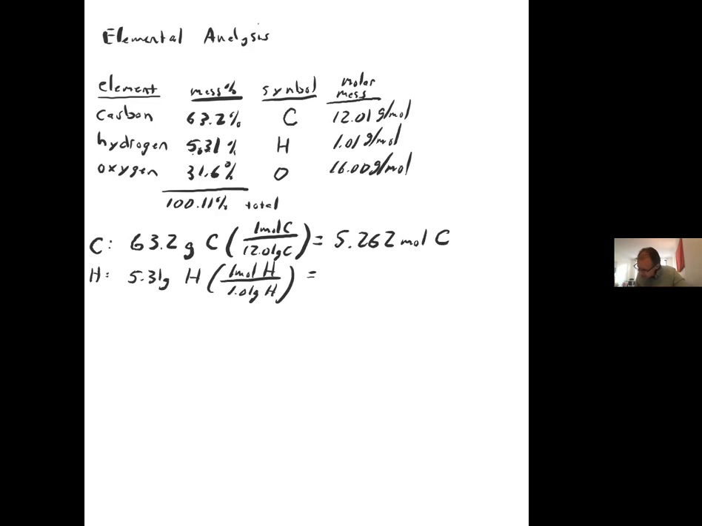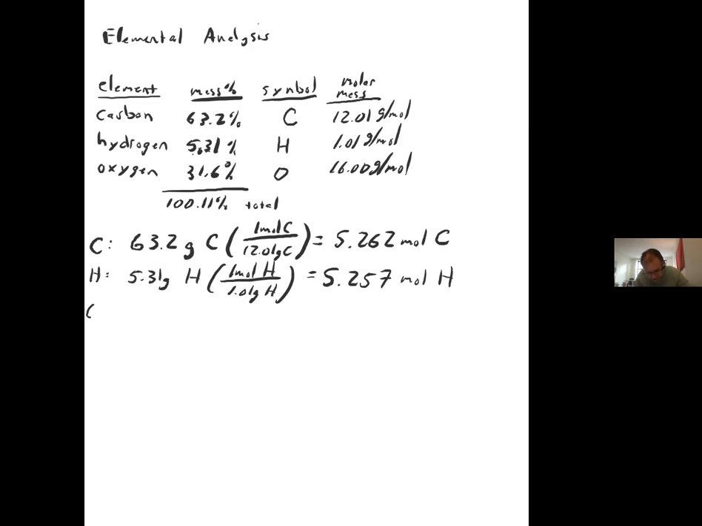Now that number right there is almost the same as carbon. If you look at them, 5.2, and then the third digit is a 5 versus a 6. If you rounded hydrogen up, you'd have 5.26. If you rounded carbon, you get 5.26. So those numbers are going to be the same. So throughout the whole calculation, in the end, carbon and hydrogen will have the same subscript.